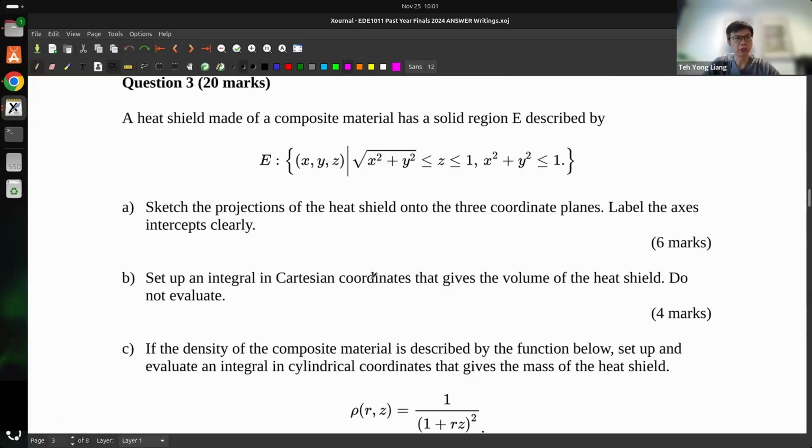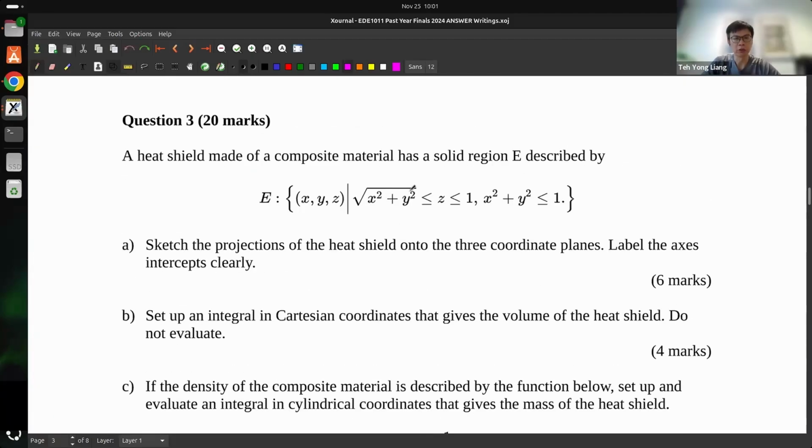It says here that you have a heat shield that is made from a composite material that has a solid region E described by the inequalities here. The region E is just defined by two inequalities. One of them is that z must be bounded from the lower bound, which is the square root of x squared plus y squared. By now, you probably know that this is really just the square root of r squared, which is just r.